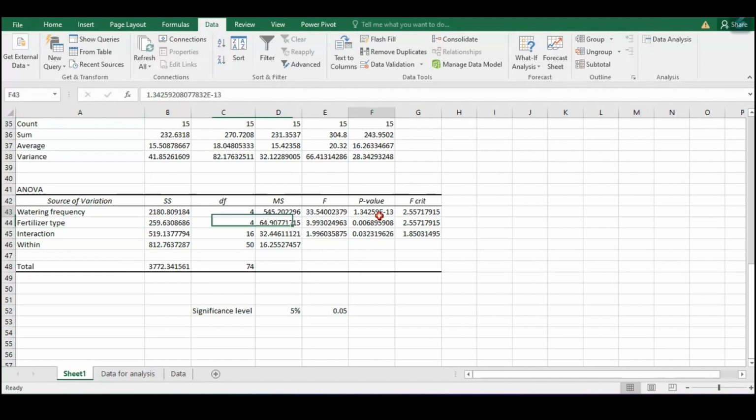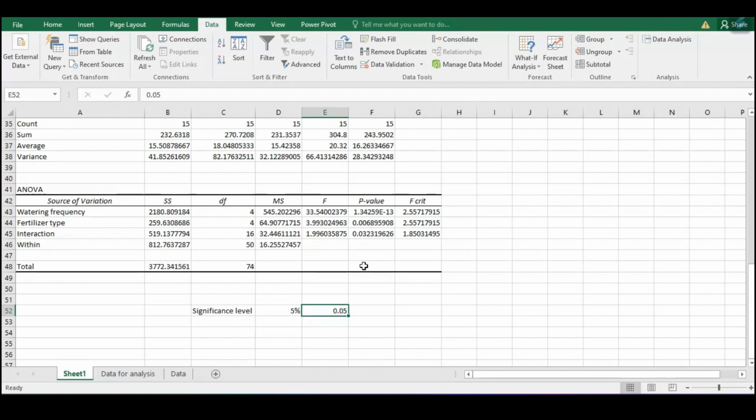So the first thing is watering. You get 1.342 E negative 13. E means 10 power negative 13. So that means it is 0.00000 all the way to 13 decimal points. So this tells us that definitely this is less than 0.05. And remember our thumb rule: if the p-value is less than the significance level, then we reject the null hypothesis.